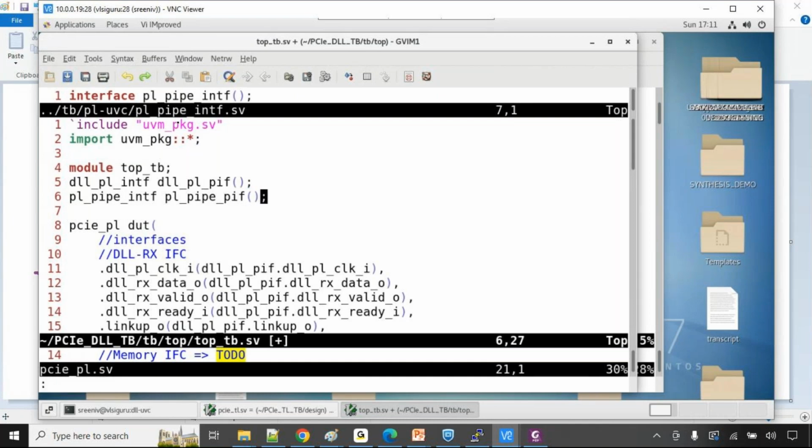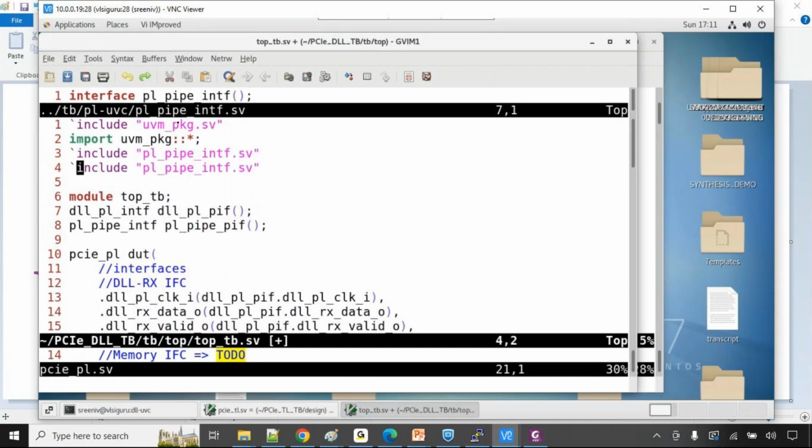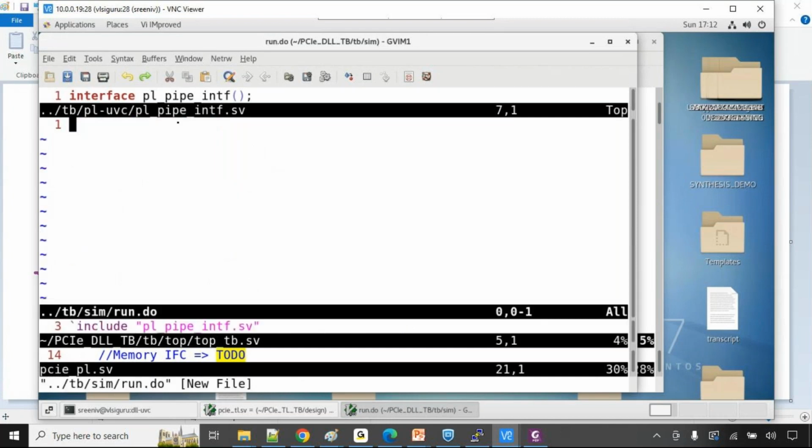Now since I have declared these two interfaces, I need to include those things. Include the PL pipe interface.sv. Include what is the other one? DLL PL interface. Now I can run the compilation. So to run this, I'll go to the TB sim run.do. Again, I don't want to do everything from scratch. I will copy the thing. I will do that for now.